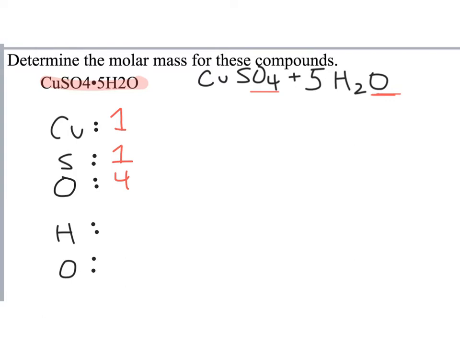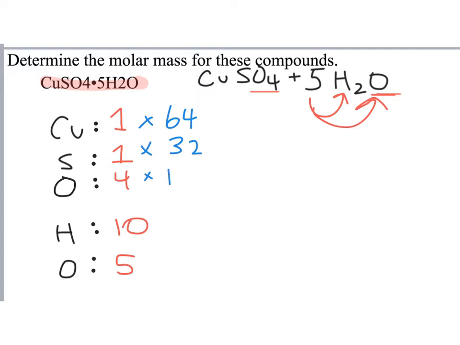We're going to have this 5 times the H2 and this 5 times the O. So we're going to have 10 H's and 5 O's. We're going to multiply these times their molar masses or their atomic masses. Our Cu is going to be 64. Our sulfur is going to be 32. Oxygen is going to be 16. Hydrogen is going to be 1. And oxygen is again going to be 16.